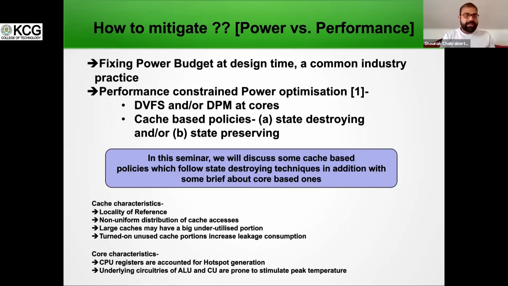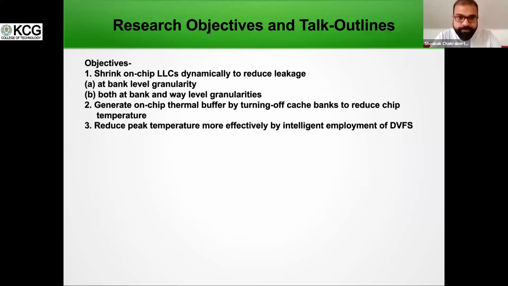Additionally, when you look at the core's characteristics, the CPU registers that are attached to the pipeline of the core are well known for generating a huge amount of hotspots that stimulate the peak temperature of the ALU, CU, as well as the other underlying circuitries attached to the core. So cores are very well known for their hotspot generation, which raises the peak temperature due to their huge dynamic power consumption.